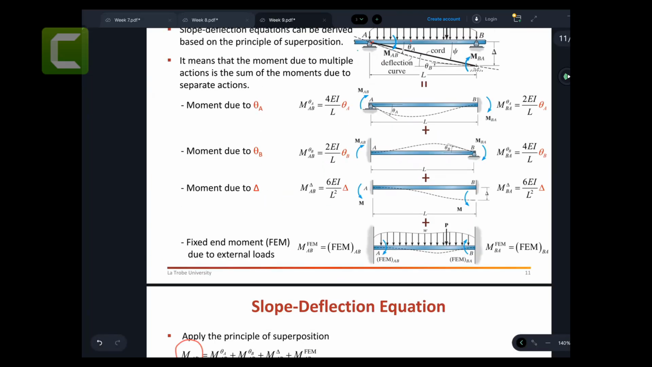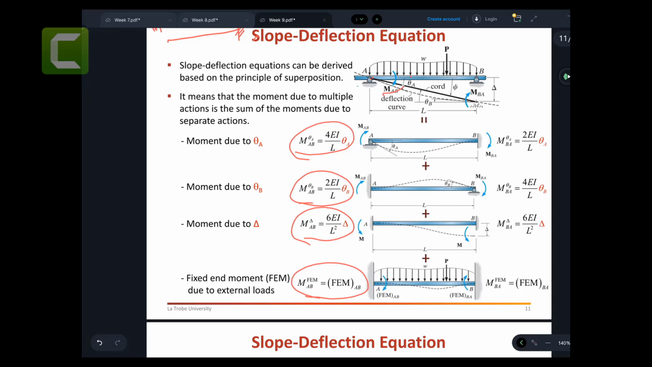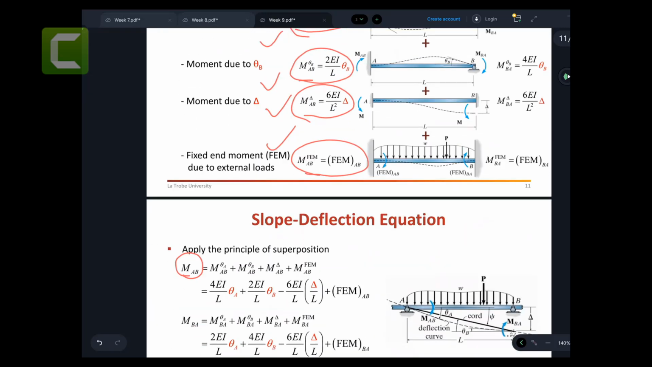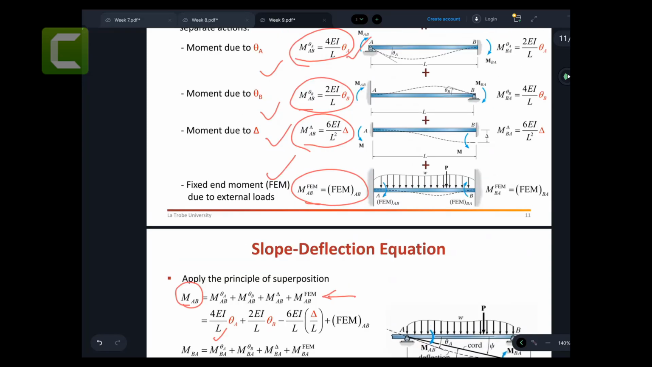So if I want to calculate the moment MAB, I can have this one plus this one plus this one plus this one. You with me? Because of superposition, the internal moment at this particular point would be the addition of all these 4 components. So that's all good. I add them all. Substitute the value: 4EI/L theta A, 2EI/L theta B. This one is going the opposite way to this one, so we put minus, and then the fixed end moment AB.